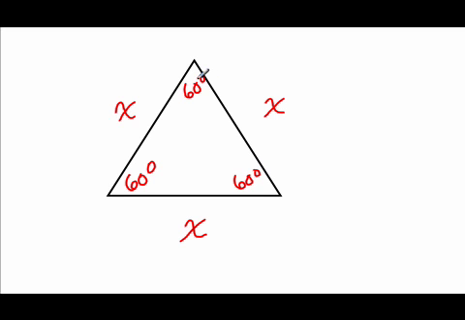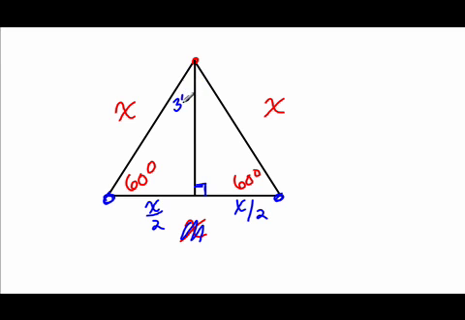Now, if you and I construct or draw what we call the altitude from this point, meaning I'm going to drop a perpendicular segment down, there's a couple properties about this segment. Number one, it will always cut the bottom side in half. So if the whole thing was x units long, now we have x over 2 and x over 2. And not only does it act as a segment bisector, guess what it does to that 60-degree angle at the top? It also takes that 60-degree angle and cuts it into two 30s.